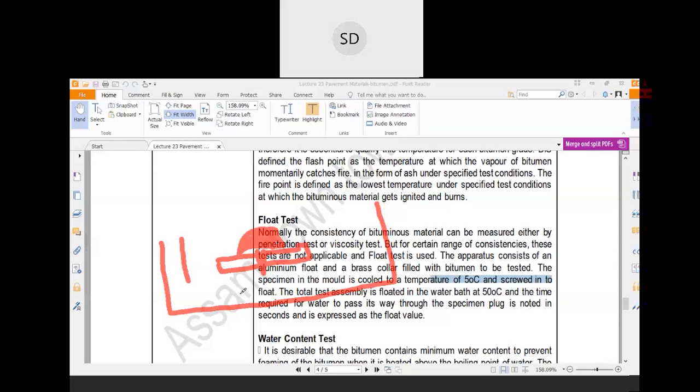Now at a certain time, the bitumen which blocks the passage of water in the top portion will get softened and it will get detached from the orifice portion and water will penetrate over there. You need to calculate that time, that is the time required for the water to penetrate over the apparatus. That is your float test.